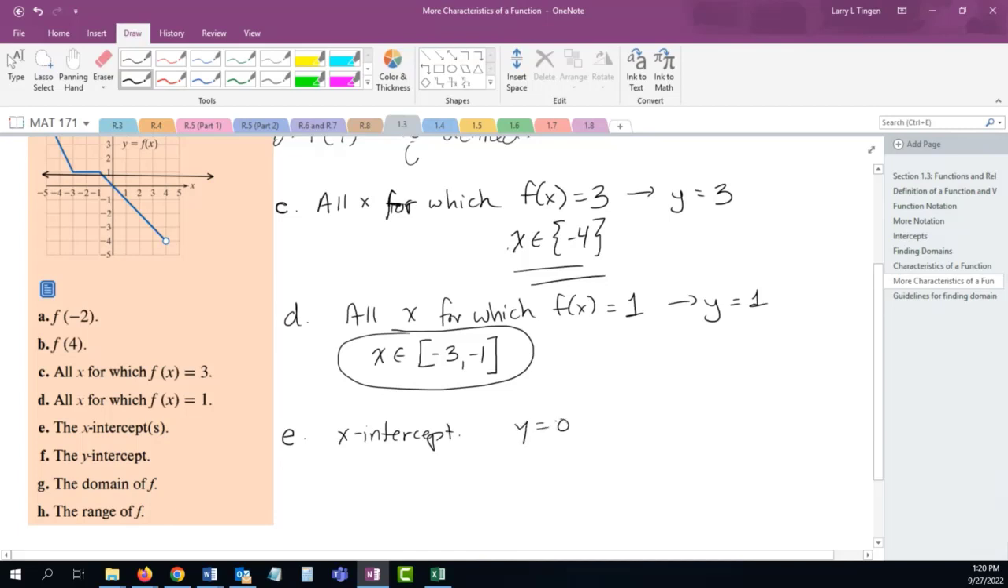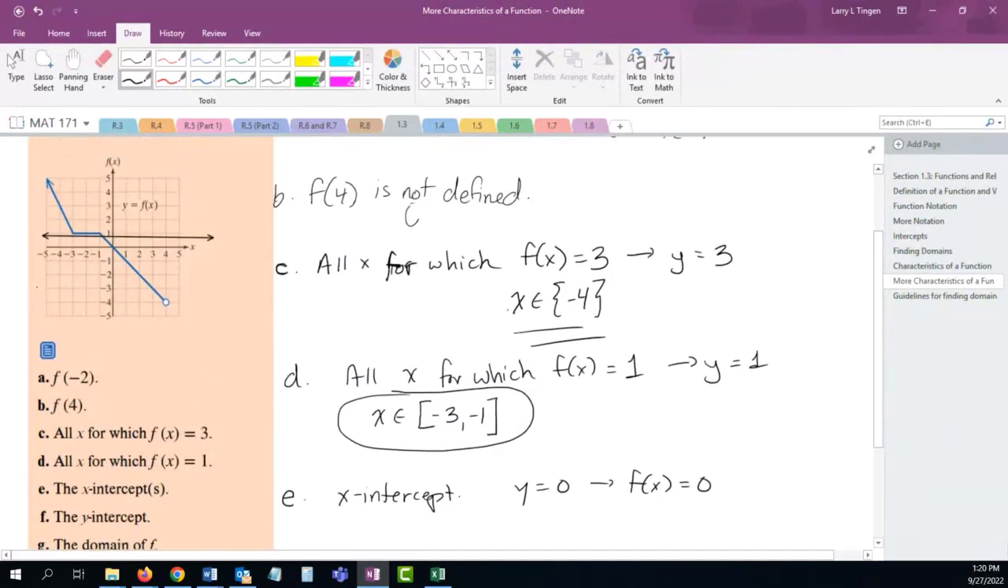Part E, find the x-intercepts. That's going to happen when y is 0. So when is y equal to 0? Whenever f of x is equal to 0. When is f of x equal to 0? Well, that is the x-axis, right? For all the points on the x-axis, the y-coordinate is 0. And where do I cross? Well, it looks like I cross that x-axis at the origin.